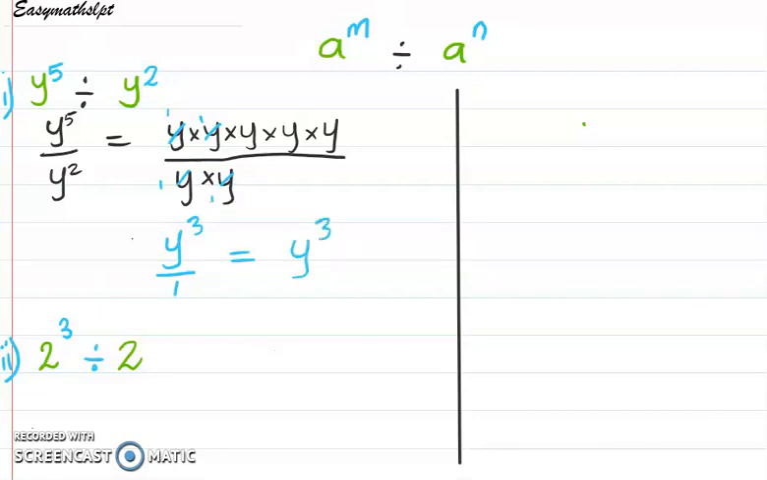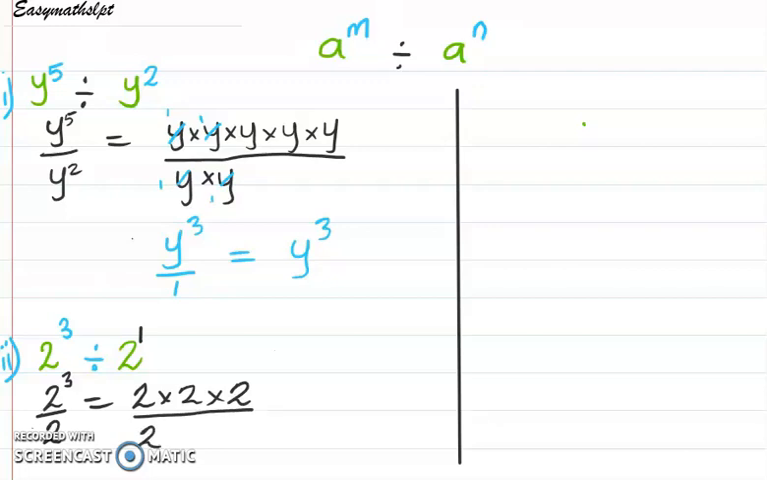Now let's look at the second example. 2 to the third power divided by 2. Now notice there is no power written above this 2. So in that case, we know that the power here is 1. Let's write this as a fraction. So 2 to the third power over 2. Let's expand. 2 to the third power is the same as saying 2 multiplied by itself 3 times. So 2 multiplied by 2 multiplied by 2 divided by 2.